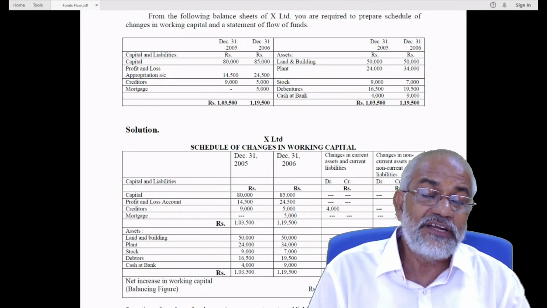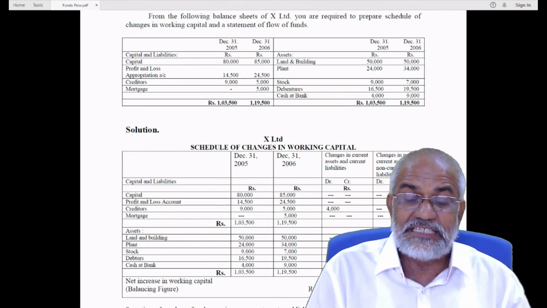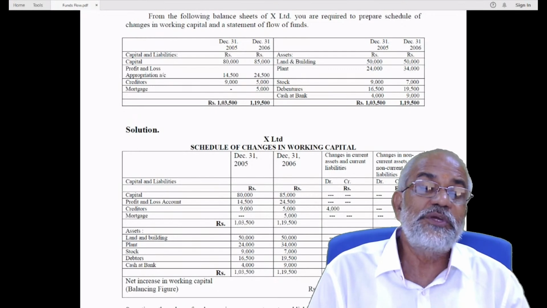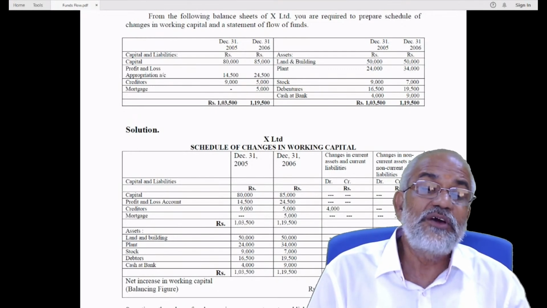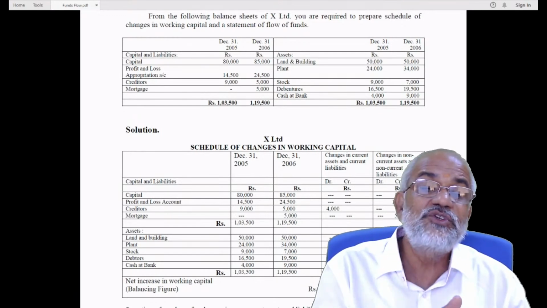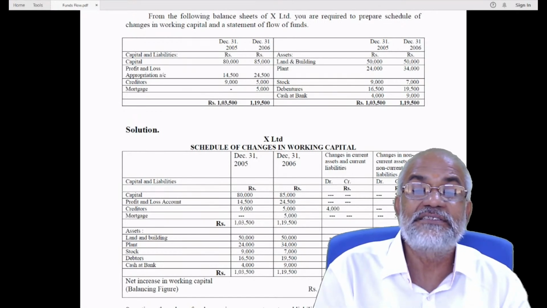Stock is a current or non-current item? Current asset or non-current asset? Stock is a current asset because it fulfills the conditions of becoming a current asset. That means it is a short-term asset which is to be converted into cash or cash equivalent. So stock has to be converted into cash or cash equivalent within one financial year or within one accounting cycle. So obviously it is coming under the category of current asset.